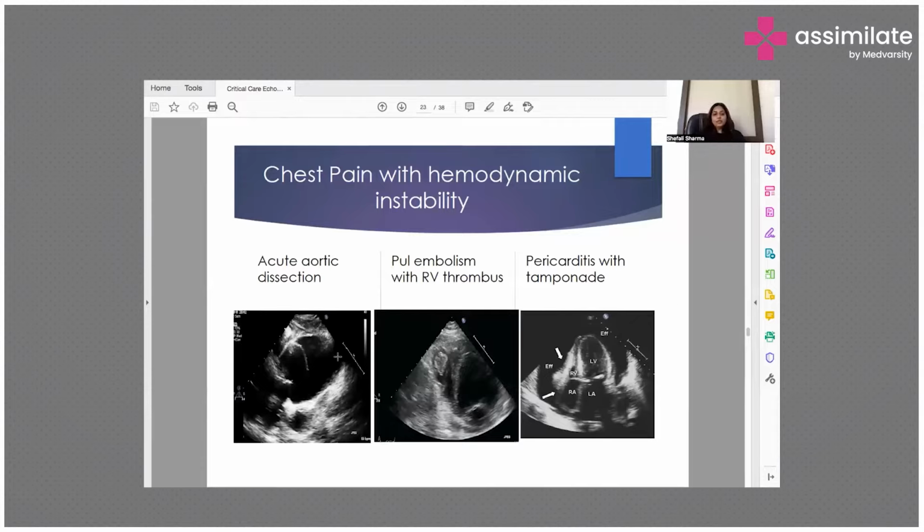Now, if you see this whole thing, this is aortic dissection. In pulmonary embolism, you have to look at the right ventricle and find if any thrombus is there or not. When you are looking at the apical view, you have to see the pericardium and whether there is any evidence of pericarditis or fluid collection which is leading to tamponade.